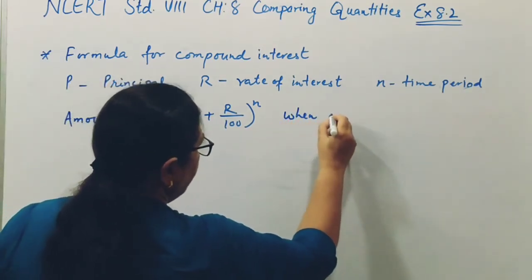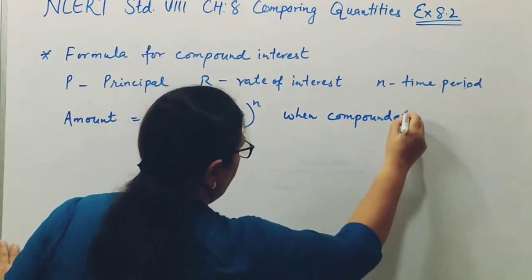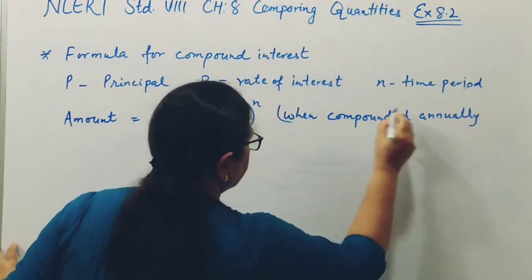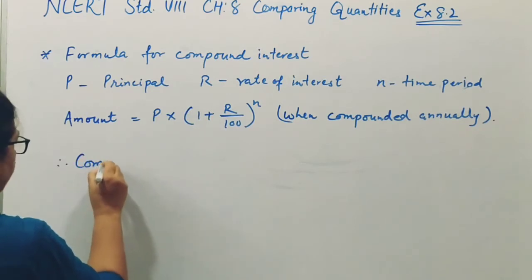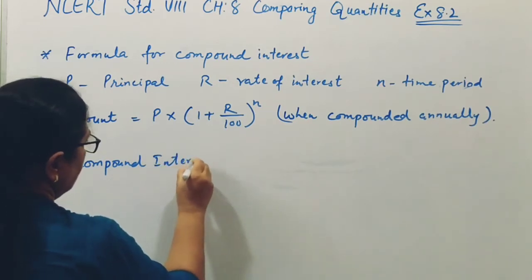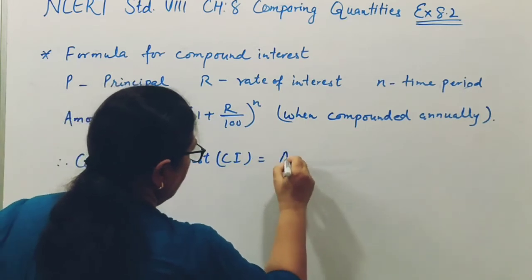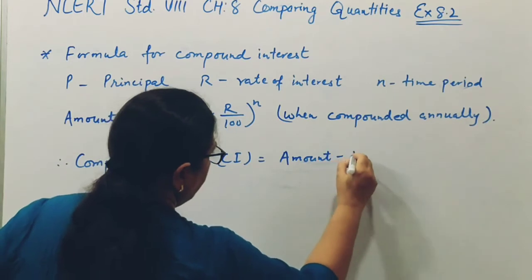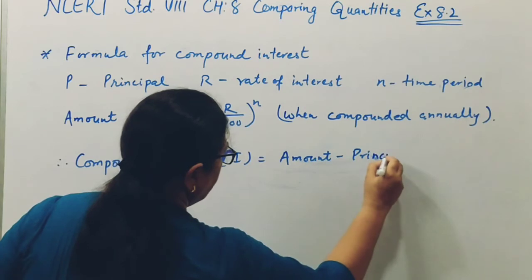When compounded annually. Therefore, compound interest is amount minus principal.